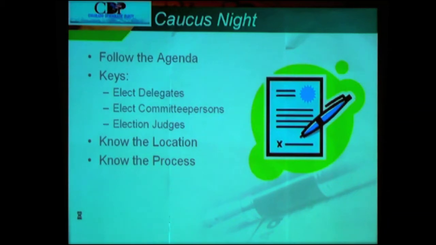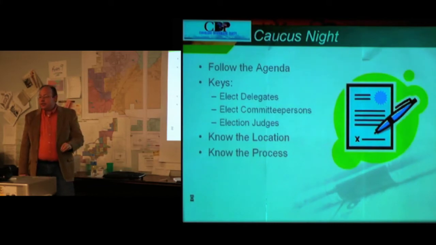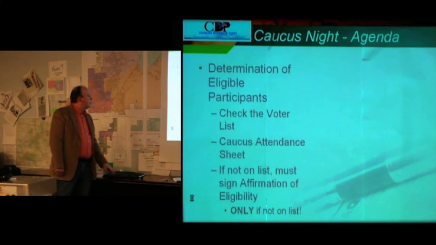There are 3 things you need to remember that you have to do. Elect your delegates to the county assembly. Elect your precinct committee persons. These are the 2 people for each precinct, and I'll talk about that in a minute, who serve on the county central committee for 2 years, not just for the next couple of months, but for 2 years. Know your location and know the process, and you'll be fine.